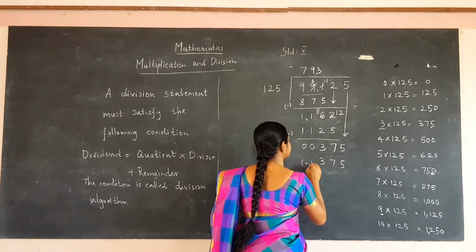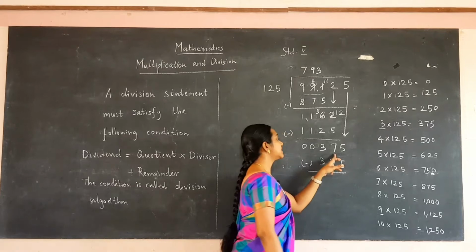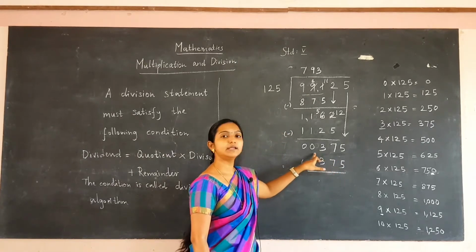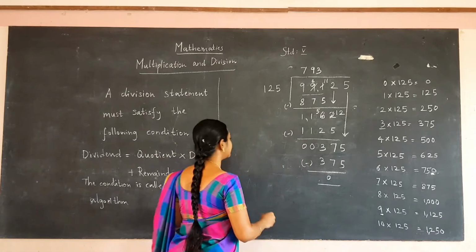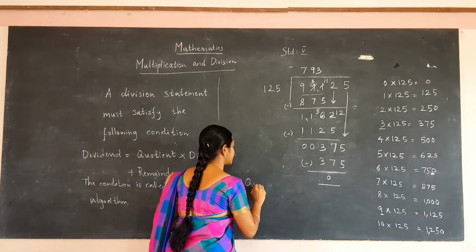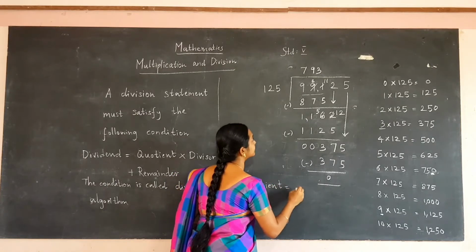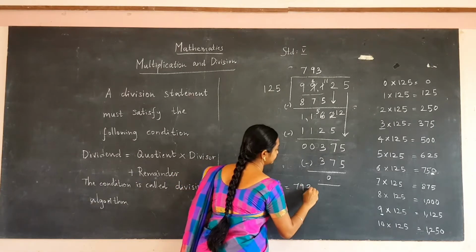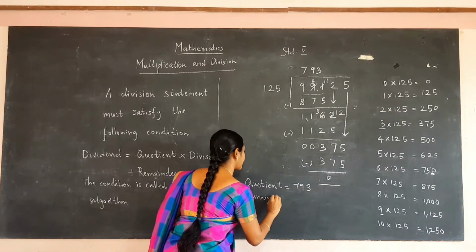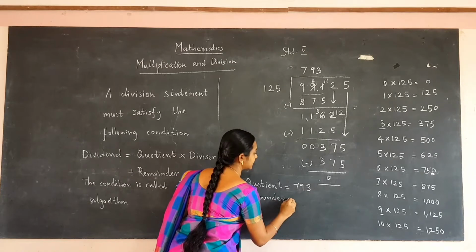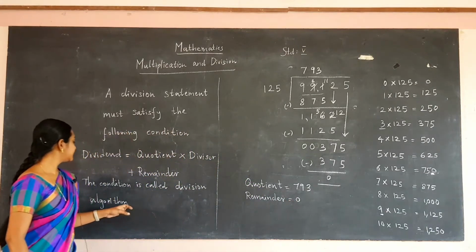Now subtract these two numbers. 5 minus 5 will be 0. 7 minus 7 will be 0. 3 minus 3 will be 0. So we have got quotient as 793, remainder as 0. Now let us learn about the division algorithm.